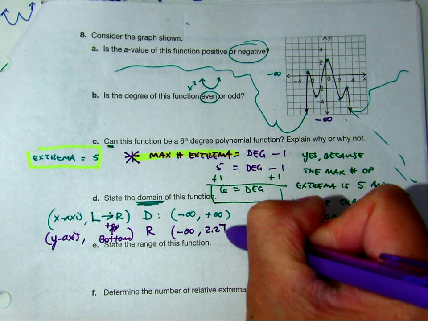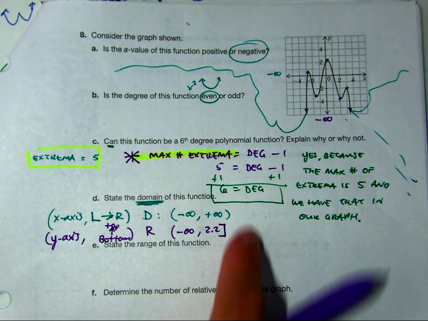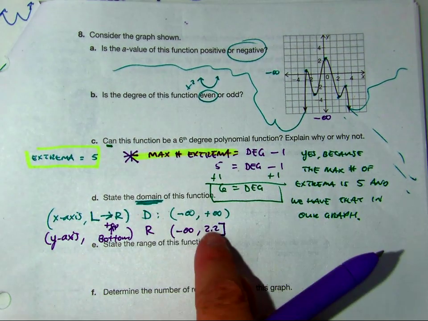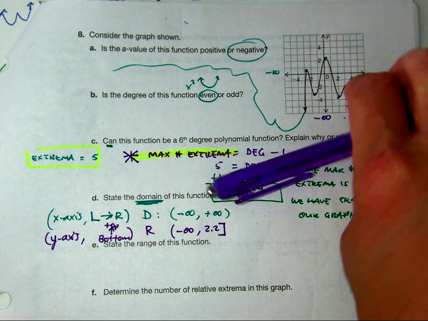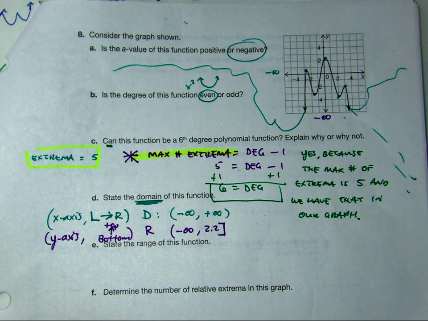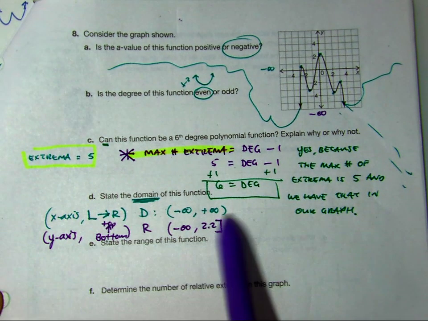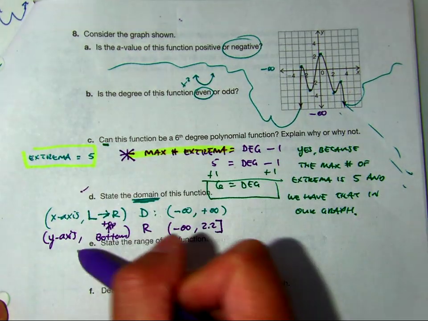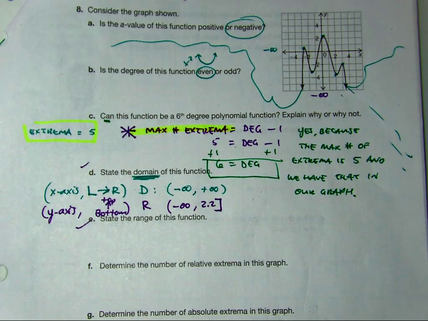And we actually changed the symbols to a bracket. So this is called interval notation. A bracket says you basically stop at 2.2 and include 2.2. Okay? So that was the domain and the range. So that was D and E. 3 more letters, we're almost there.